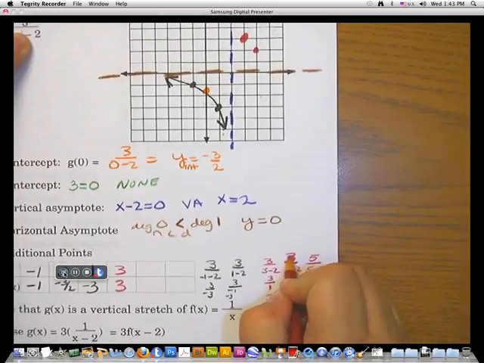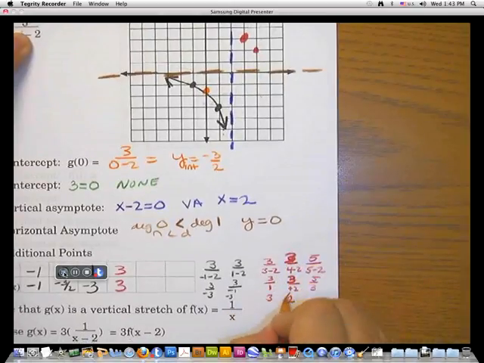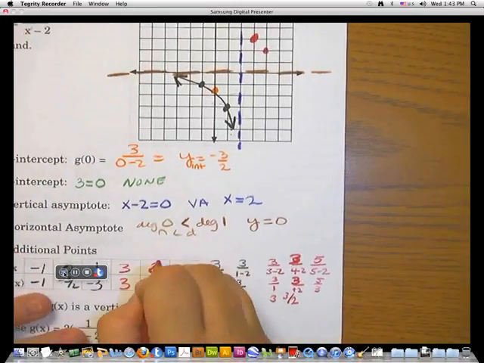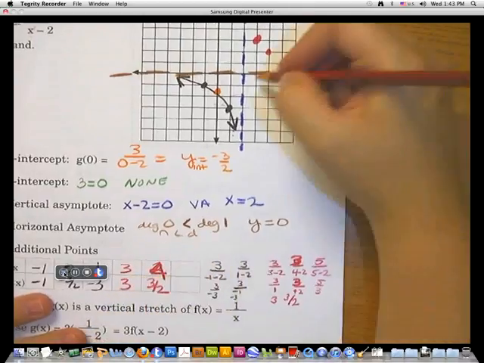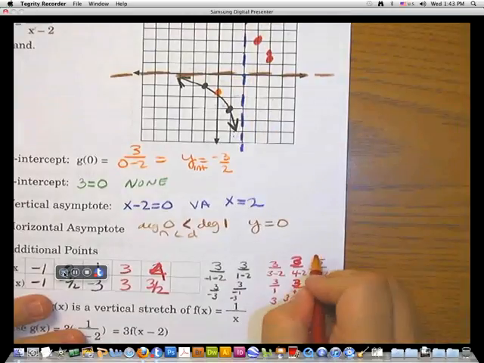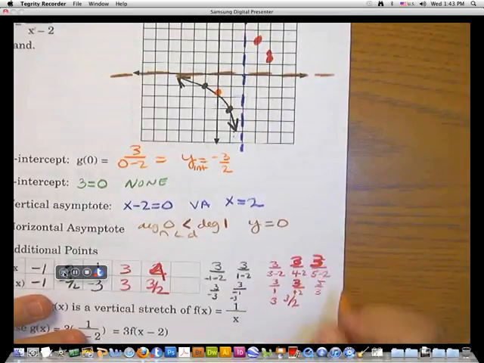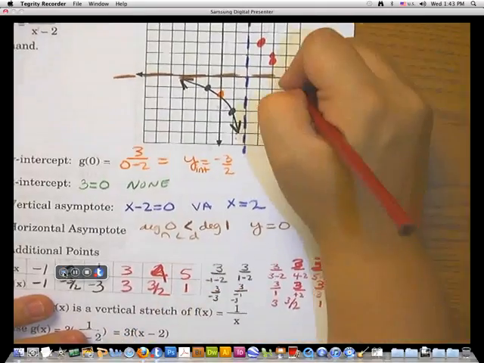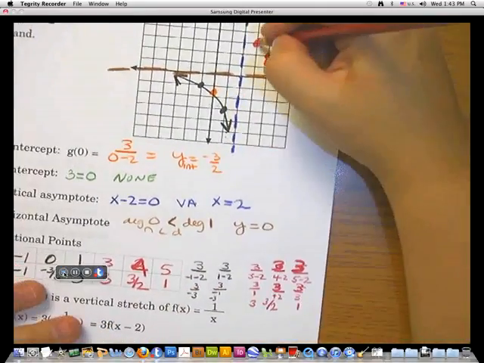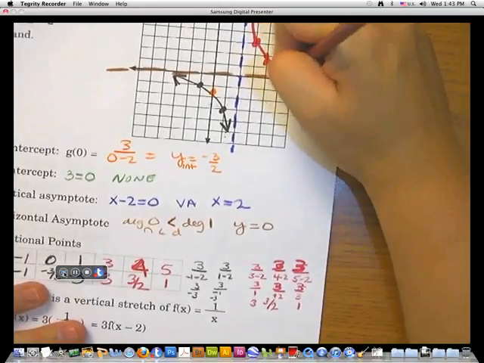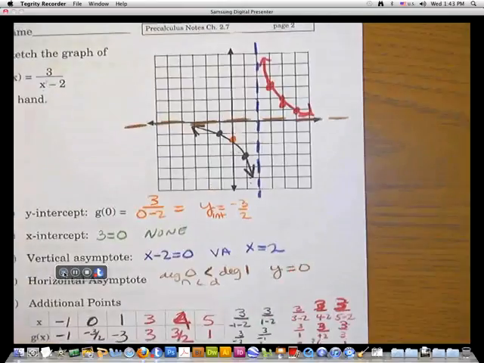The number is 3 for 3 halves. When I pick the number 4, I get 3 halves, so down here. And when I pick the number 5, I get 1. Okay, so we can see again it's going to approach the asymptote and approach the asymptote.